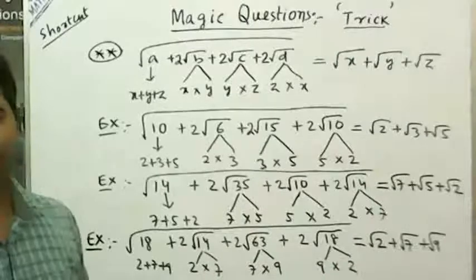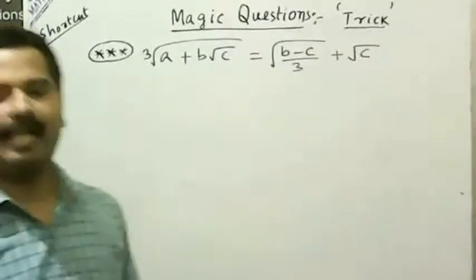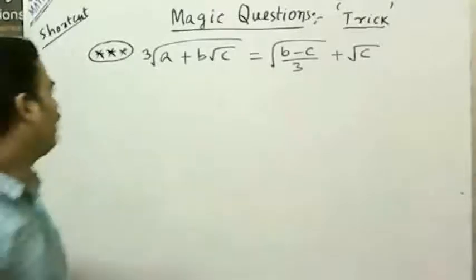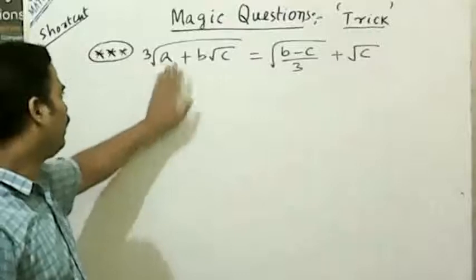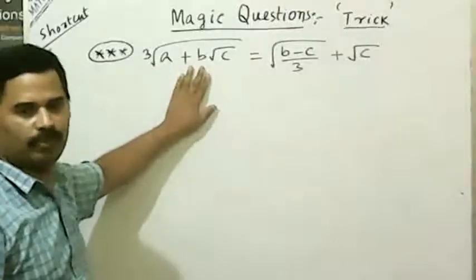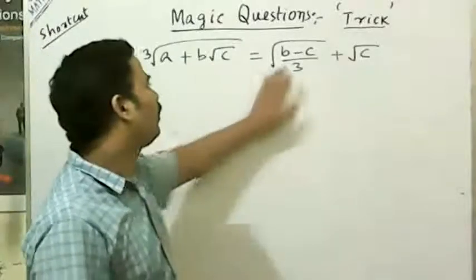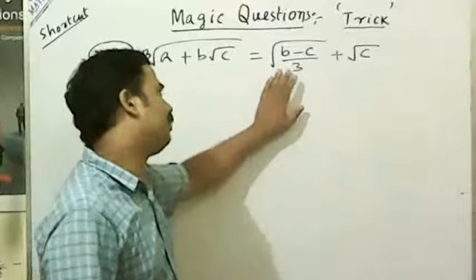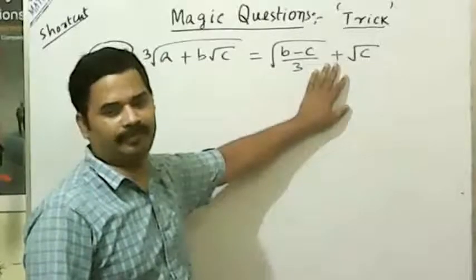This is an interesting question. Now comes another formula. You can take another trick, that is on the cube root. Cube root of a plus b root c. If this type of question comes, then what is the result? Root over of b minus c by 3 plus root over of c.